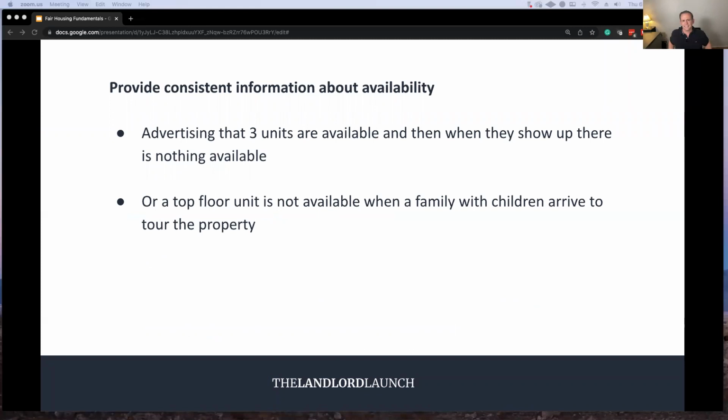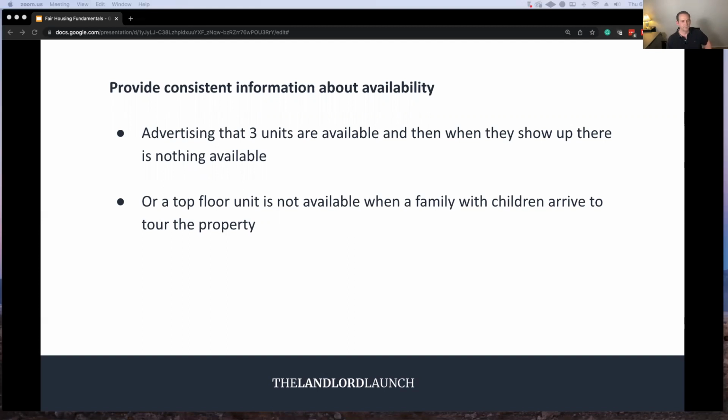Make sure to provide consistent information about the availability. If you're going to advertise that 3 units are available, if they show up, there better be 3 units available unless you just rented it. Don't take a look at it and think, I really don't want them to live over here, so I'll show them this unit, but not this other unit or the other two. If there's 3 units available, let them know, let them decide.